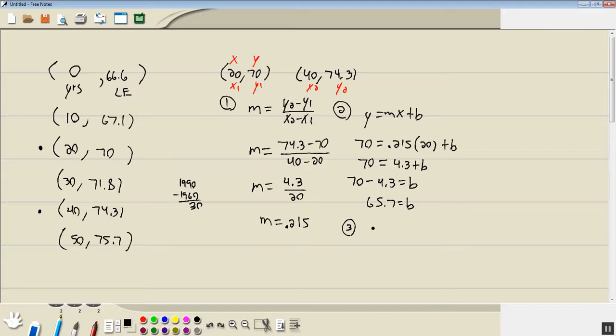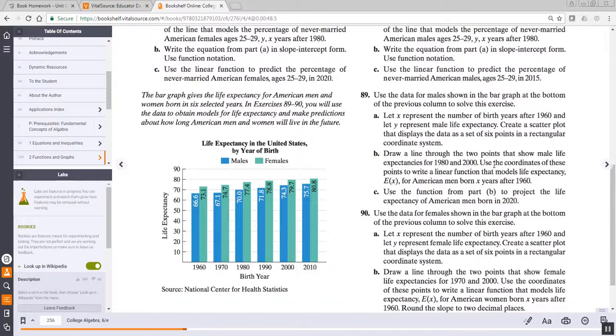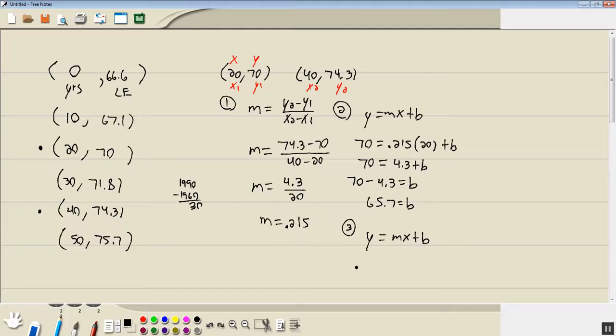Now step 3 is write the answer. Now I could write this as y equals mx plus b. But they mentioned to write a linear function that models life expectancy, E of x. So instead of y, I'm going to put E of x there. Now m, we said, was 0.215, x, and b was 65.7. And this would be our equation.